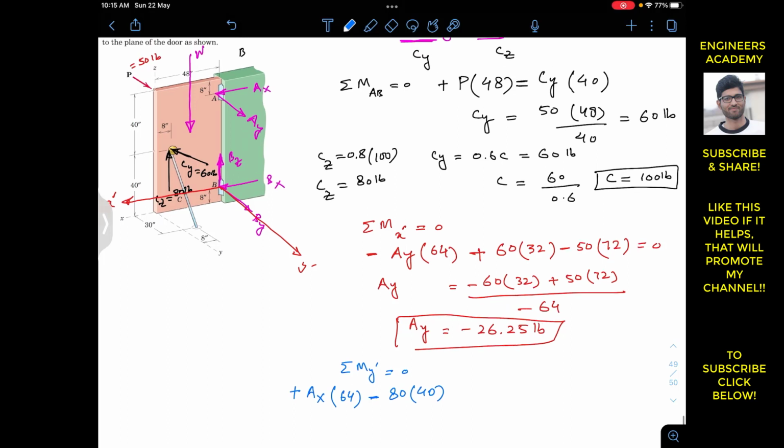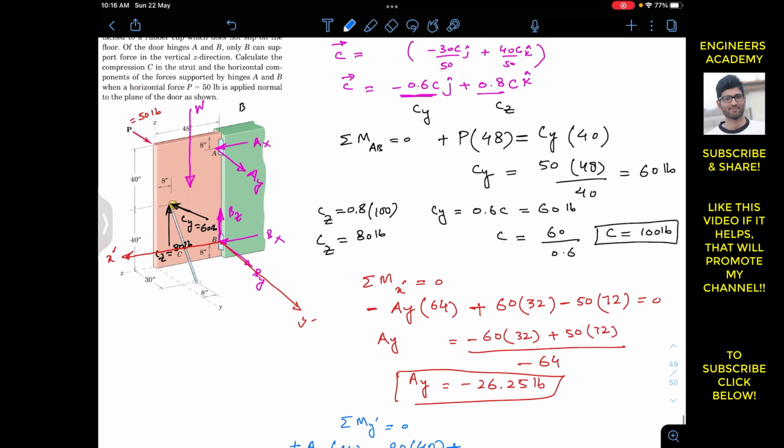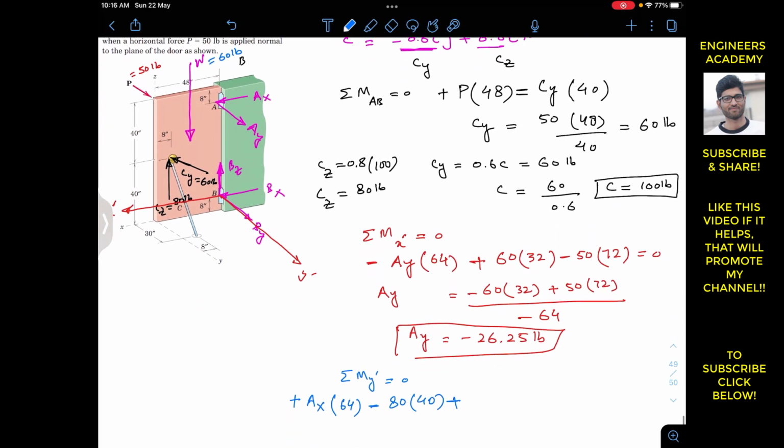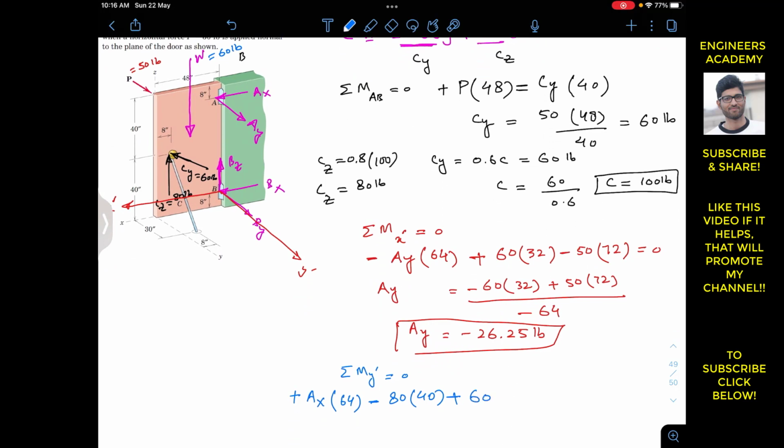Similarly, the weight is going to produce the moment about the Y dash axis in this direction. Again, if I curl my right hand fingers in this direction, the thumb will point in the positive Y dash direction. So this is producing the counterclockwise moment. I will write plus, and the weight is 60 pounds. The perpendicular distance of this weight from the Y dash axis is half of 48, which is 24. So I will multiply this 60 with 24, and this will be equal to 0.